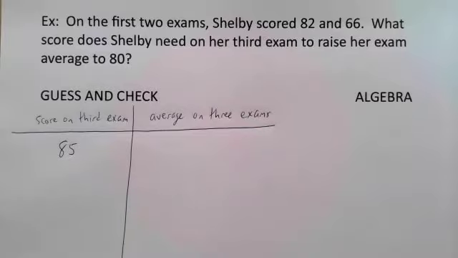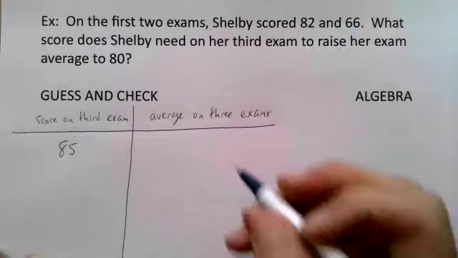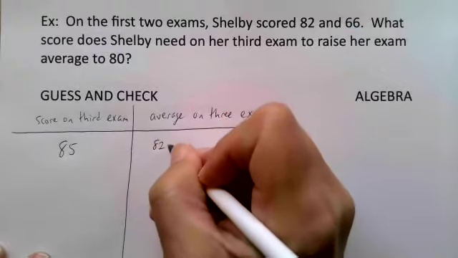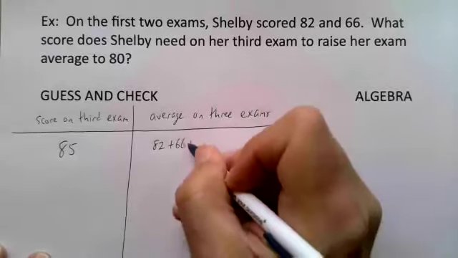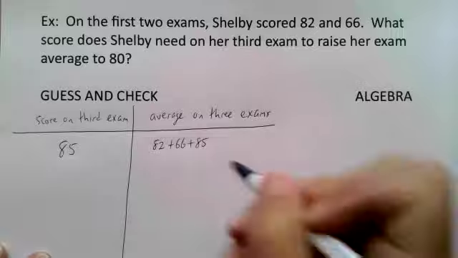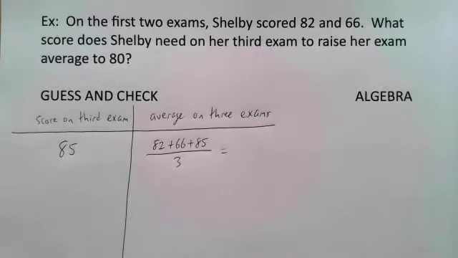I'm guessing at 85. What would be her average on the 3 exams if she scored an 85 on the third one? Well, she already got those 2 scores, so we're going to have to add that plus that and divide by 3. Let's see what happens. 82 was her first exam score, 66 was her next one. We're saying maybe 85 was the third one. Add them up and divide by 3. That's how you average 3 numbers.